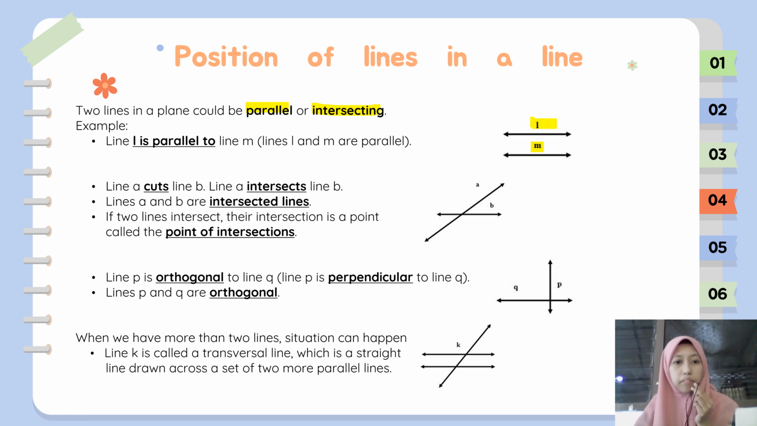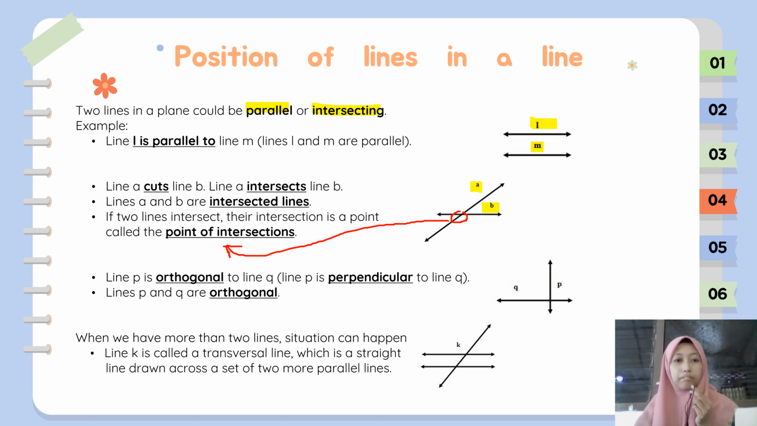This is line A, and it cuts line B. So, line A intersects line B. Lines A and B are intersecting lines. If two lines intersect, their intersection is a point called the point of intersection. So this is the point of intersection.